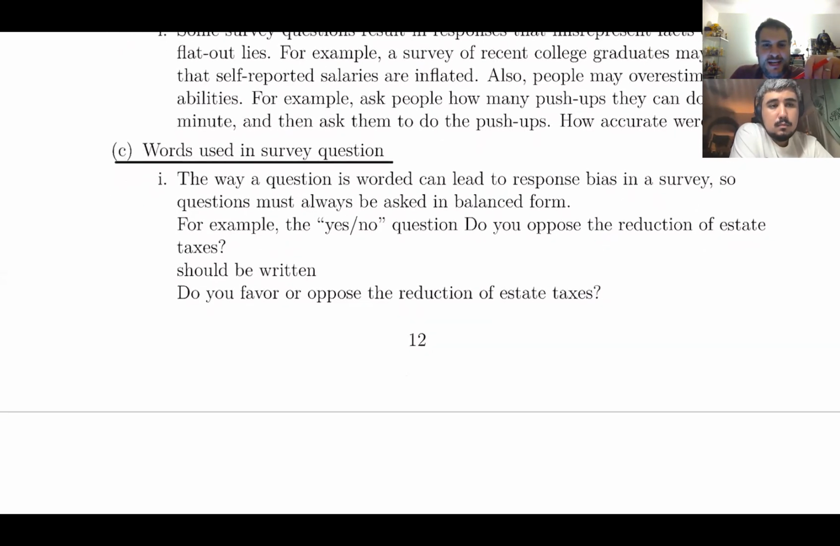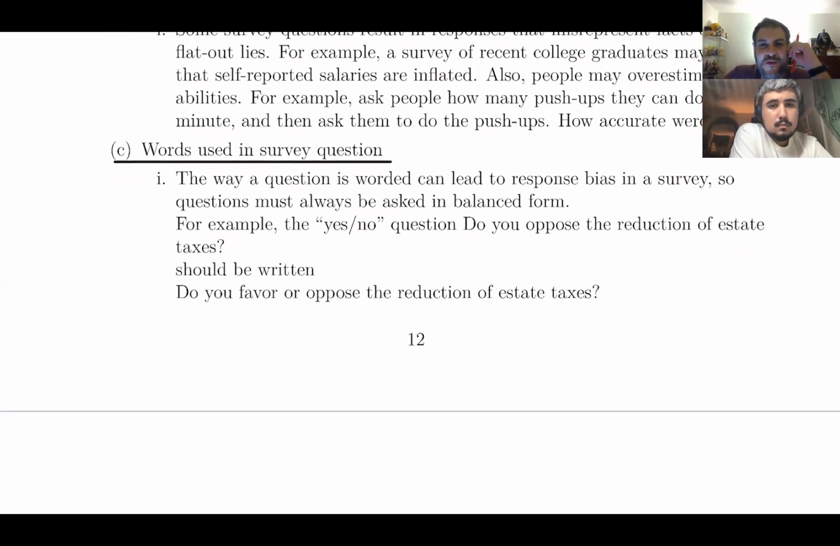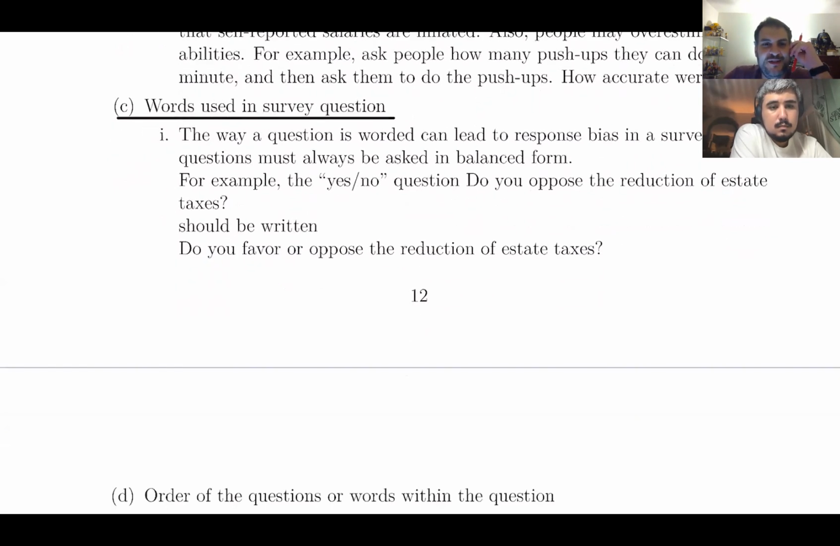So for this one, it says, for example, the yes/no question, do you oppose the reduction of estate taxes? Or this one, it says, do you favor or oppose the reduction of estate taxes? So what makes this one good is it gives them both options. It tells them they either favor or oppose. But even a question like this could be misleading because sometimes people will just go based off which word is first. Since they see favor first, they most likely will go with favor.